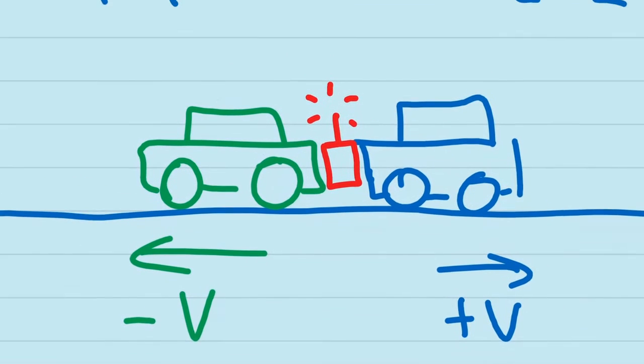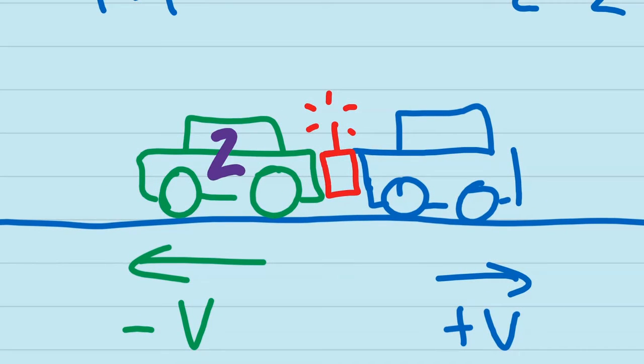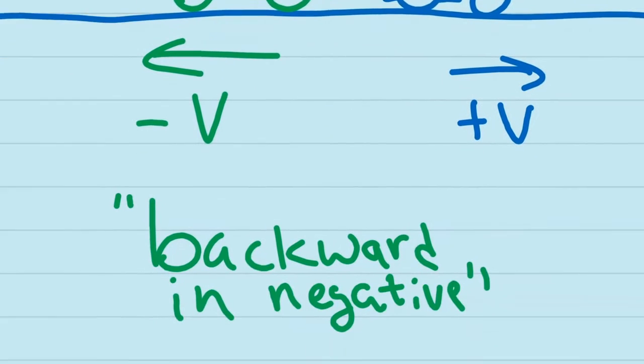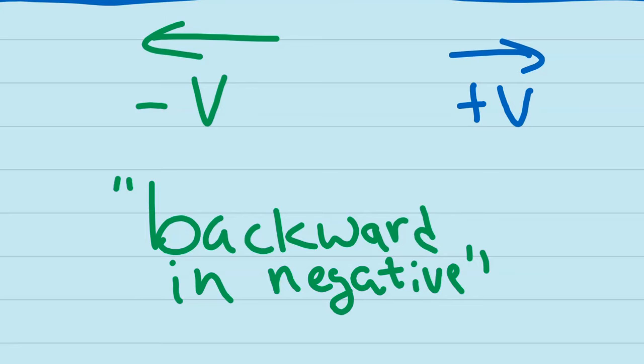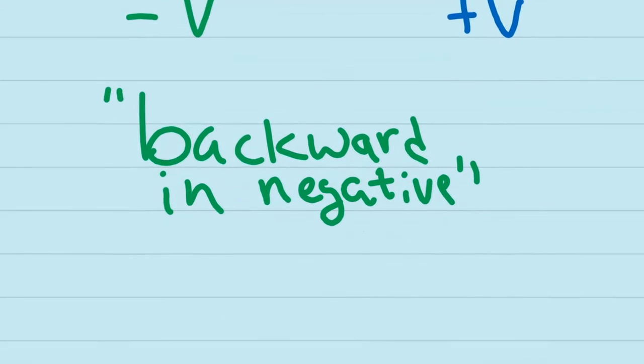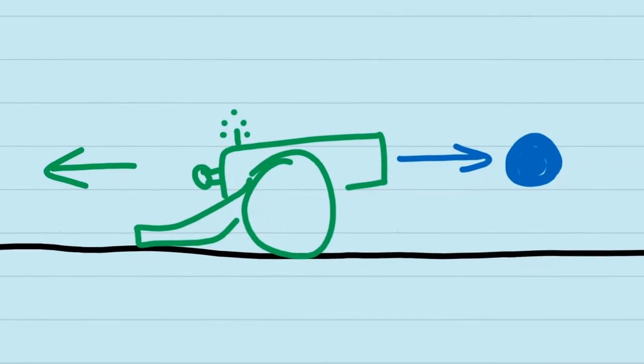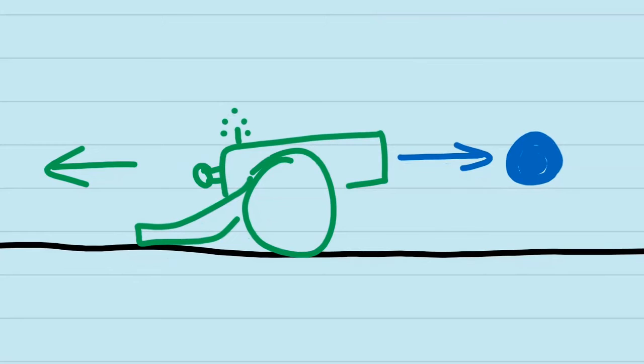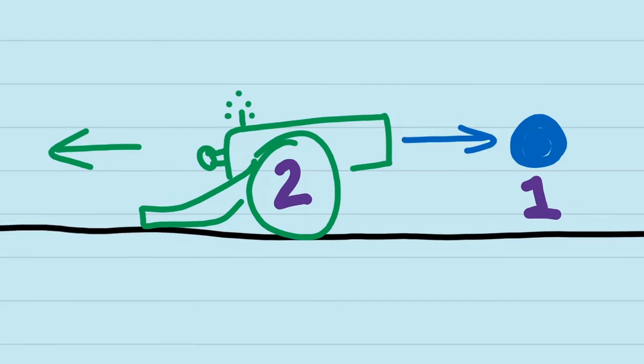So that's what we're going to say: this is number 2, and this will be number 1, because 1 is going positive, 2 is going negative. So backward is going to be negative, okay? We might also have this with a cannonball problem. We're going to say the cannon moves backwards and the cannonball moves forwards. So the cannon is object 2 and the cannonball is object 1, okay?